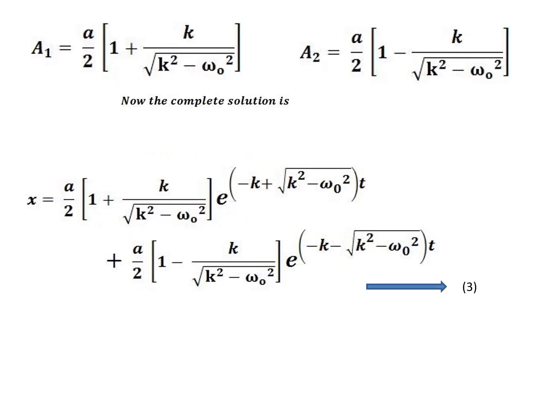For the exam, you just write that on applying the boundary conditions, you will get the value of a1 as A by 2 into 1 plus k by root of k squared minus omega 0 square, and a2 as A by 2 into 1 minus k by root of k squared minus omega 0 square. So on substituting the values of a1 and a2, we will get the complete solution of a damped harmonic oscillator.